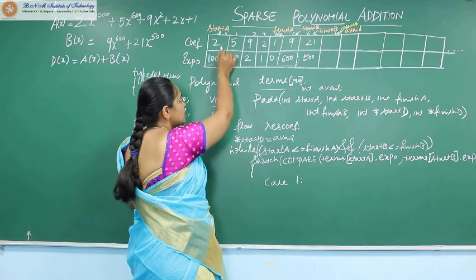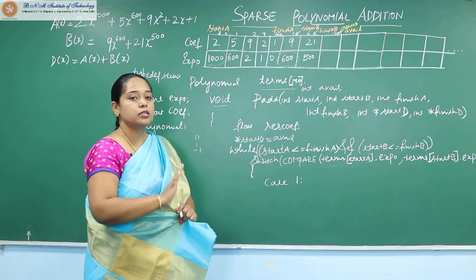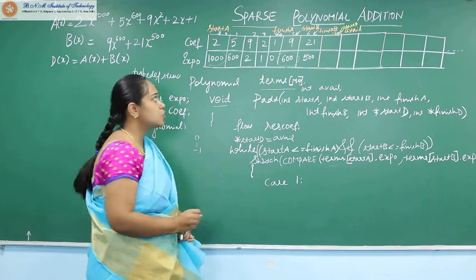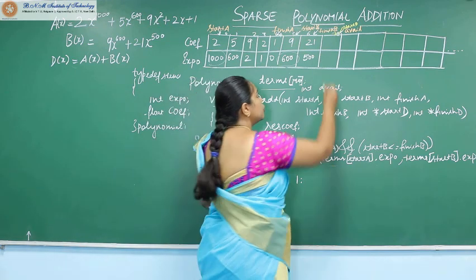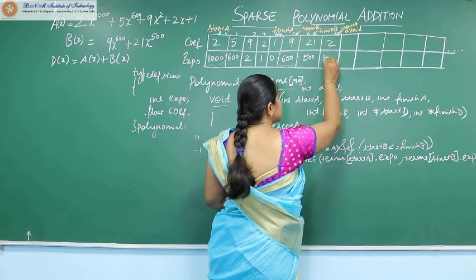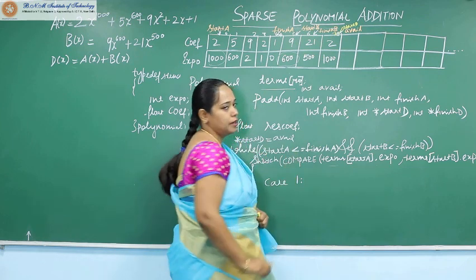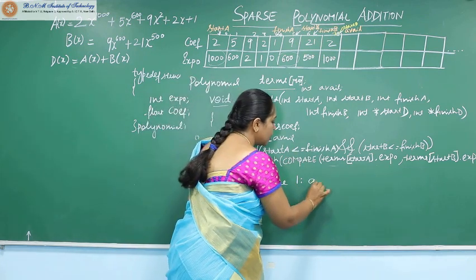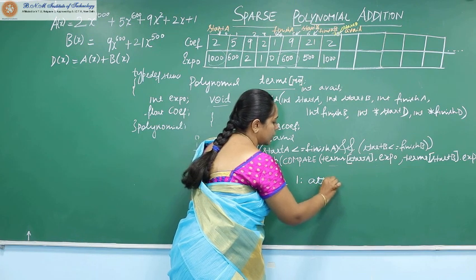Now in this case, it simply means 2x power 1000 does not have a matching term in the polynomial B, which means 2x power 1000 should be attached as it is in the resulting polynomial. That's what it simply means. So what I'll do here is, I'll call a function called attach.